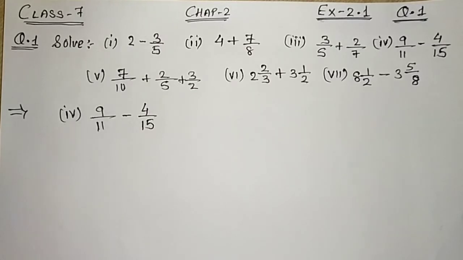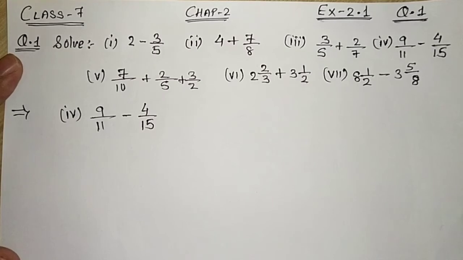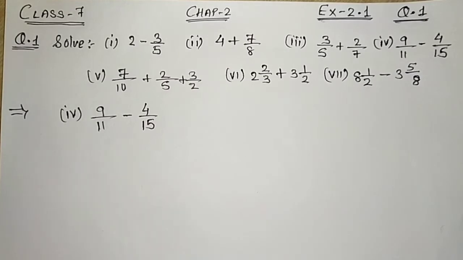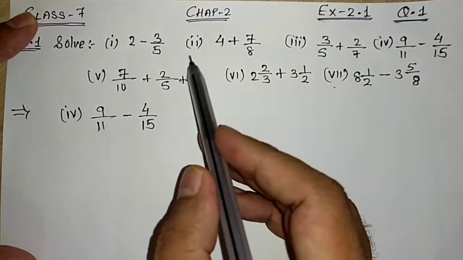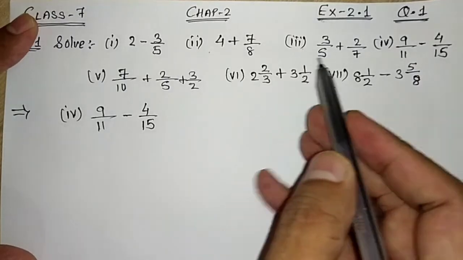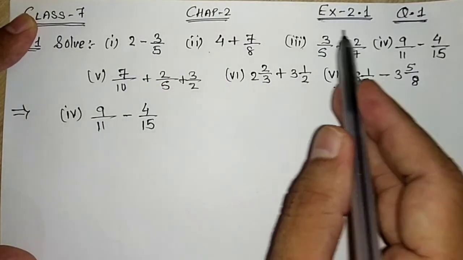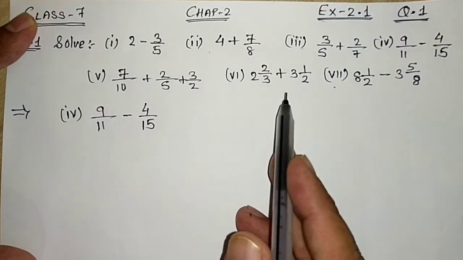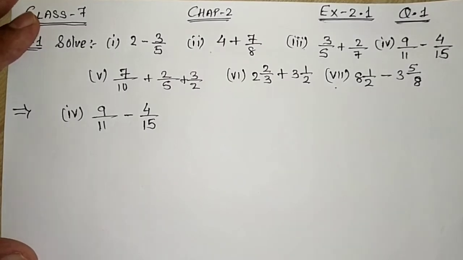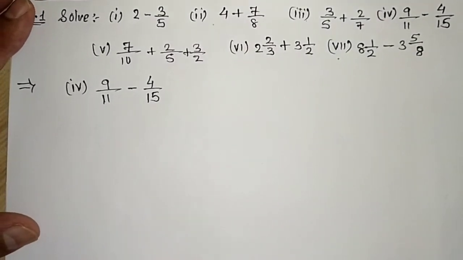Today we are going to start exercise 2.1, question number 1 of chapter 2. Hope you all have gone through the first introductory lecture of the chapter, that is the definition which I have taught you. In question number 1 we have 7 parts. In that, first, second and third will be your homework, as it is very easy. You have to solve them, as I will solve numbers 4, 5, 6 and 7. So without wasting time, let us start.